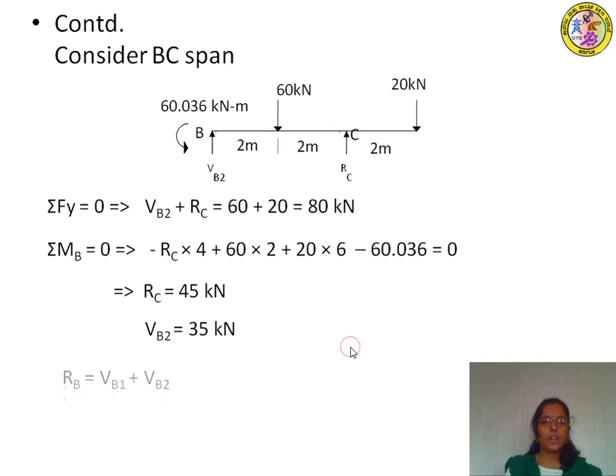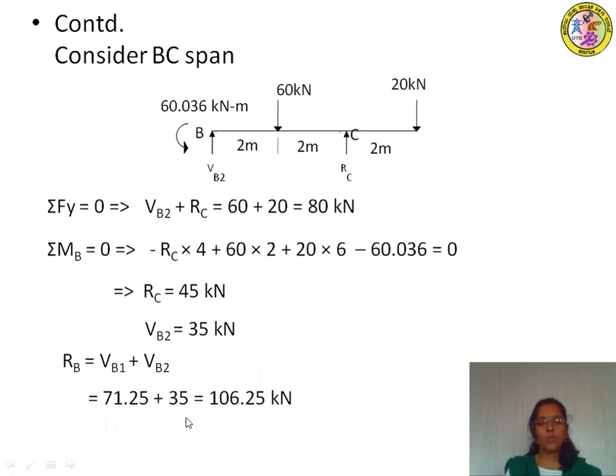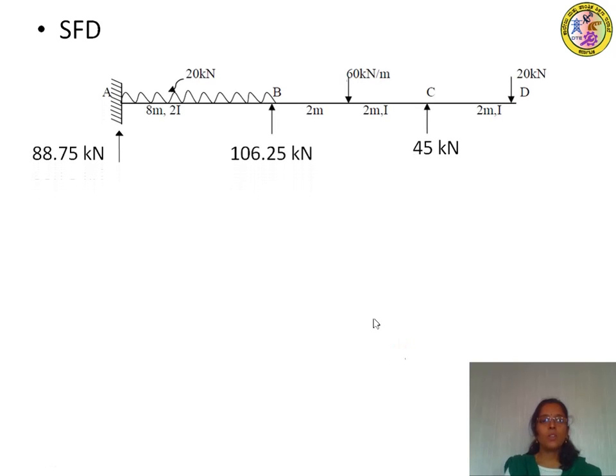So total reaction at B, RB, is equal to the summation of VB1 plus VB2, that will be equal to 71.25 plus 35 will be equal to 106.25 kilonewton. So using these reactions we will plot the shear force diagram. So next step is to plot the shear force diagram. To plot the shear force diagram, consider the given beam with the reactions and loading. So reaction at A is 88.75, at B it is 106.25 and at C it is 45 kilonewton.